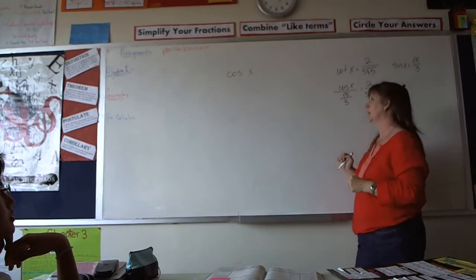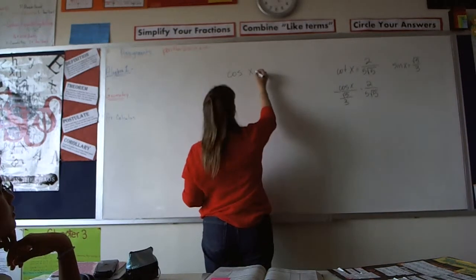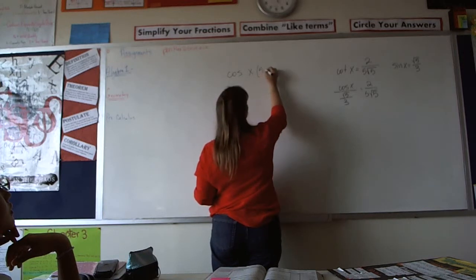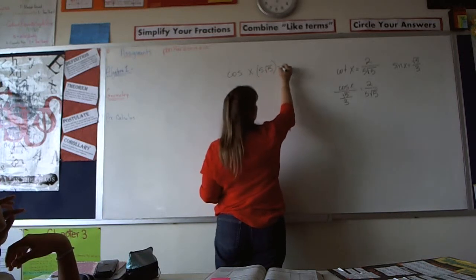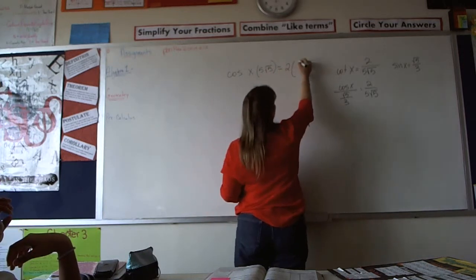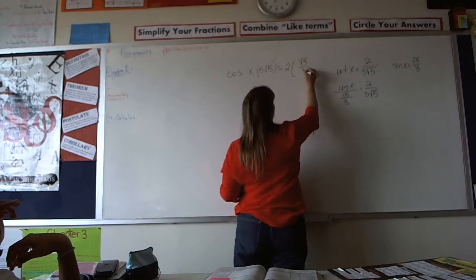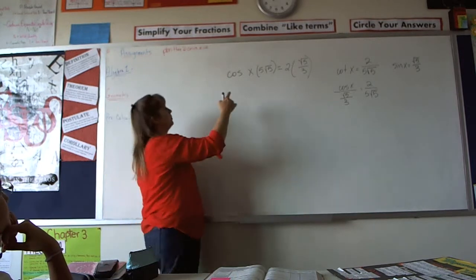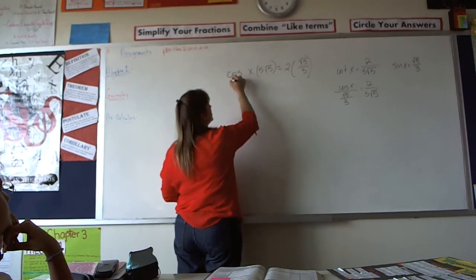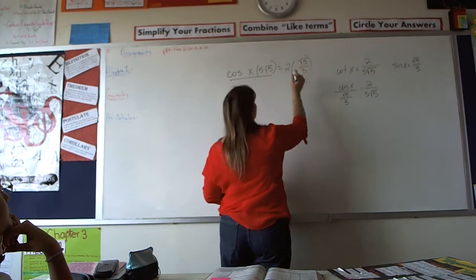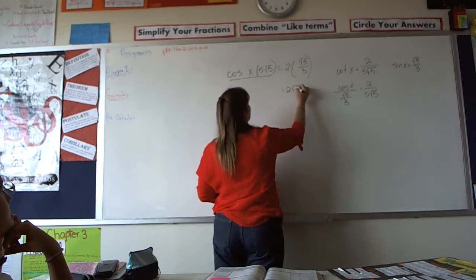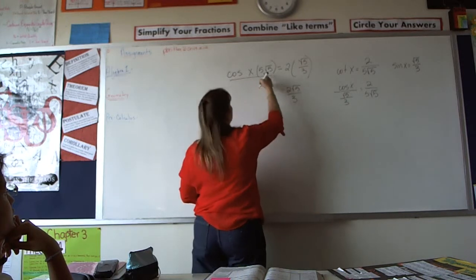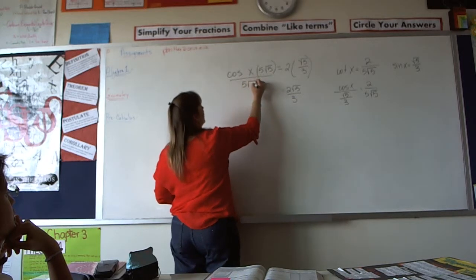Now we're going to cross multiply. Good. So we're going to cross multiply: cosine of x times 5 square root of 5 equals 2 times square root of 5 over 3. Bear with me? Okay. So now I need to solve for the cosine, so let's simplify over here first real quick: 2 square root of 5 over 3. Let's divide by 5 square root of 5.